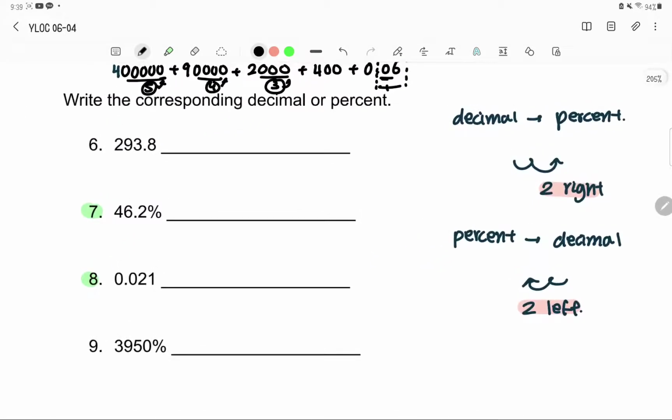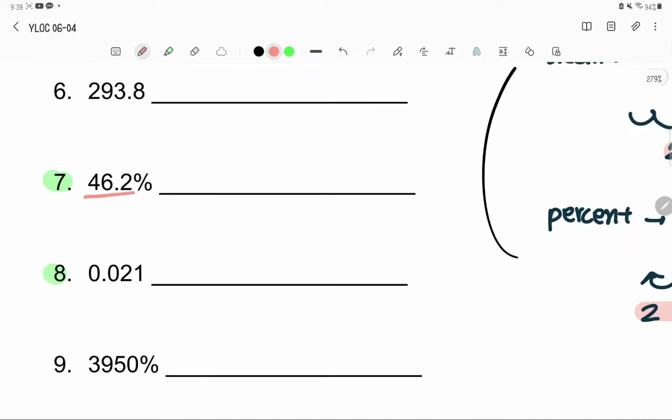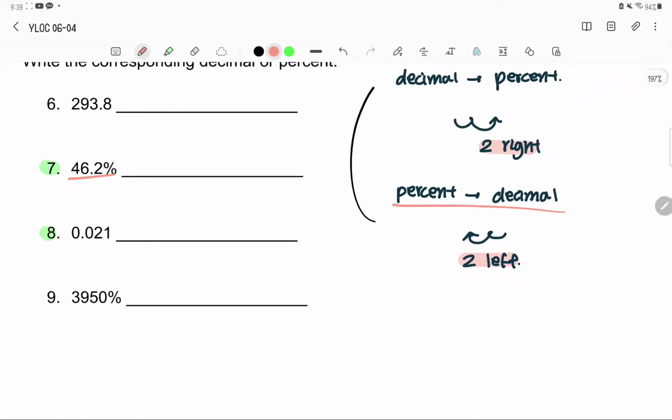Okay, now we're going to move on to the corresponding decimal or percent. I wrote some notes here. Decimal to percent, you move 2 to the right, and percent to decimal, you move 2 to the left. I'll show you what I mean. So this is percent, right? Percent to decimal, move to the left. So 1, 2. Where does the decimal end? Here, before the 4. So 462, and you just write the number.